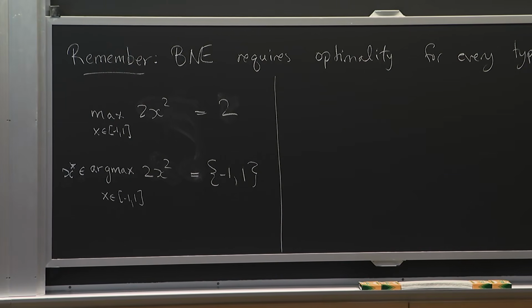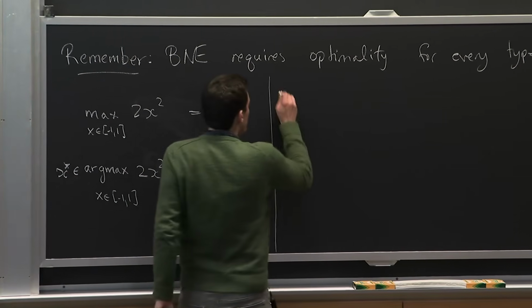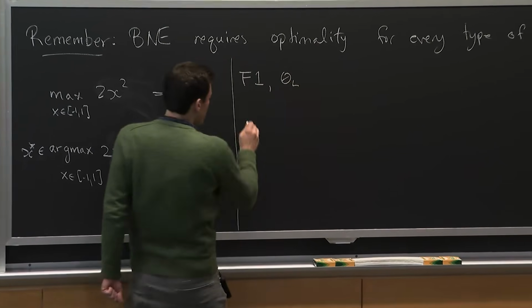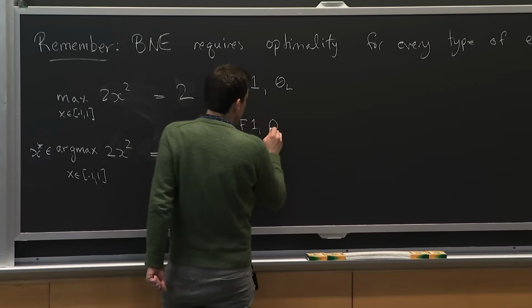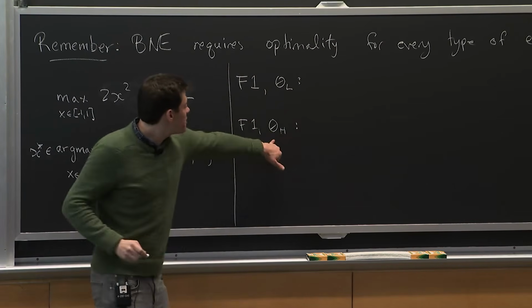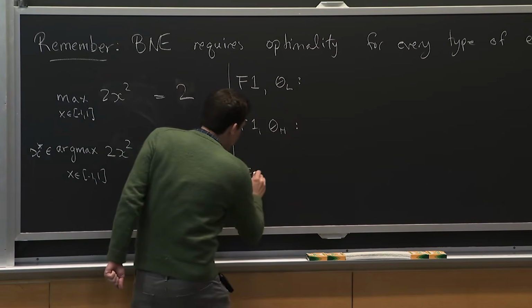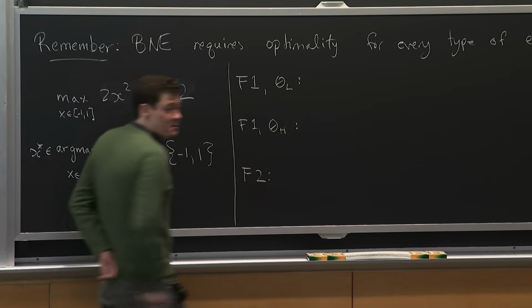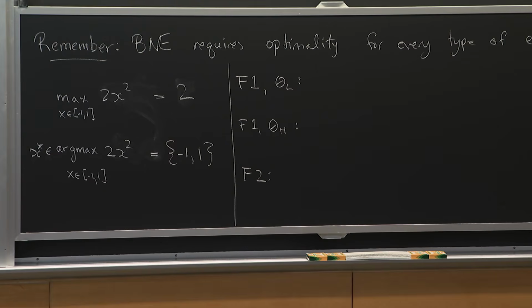And as we said, there's going to be 3 conditions. So we're going to have the condition for maybe I'll say f1. This is firm 1 when they know the state is low. There's f1 theta h, firm 1 when they know the state is high. And then there's f2, firm 2, and they don't know anything. There's only one type of them, so we just need a single optimality condition for the firm. OK?